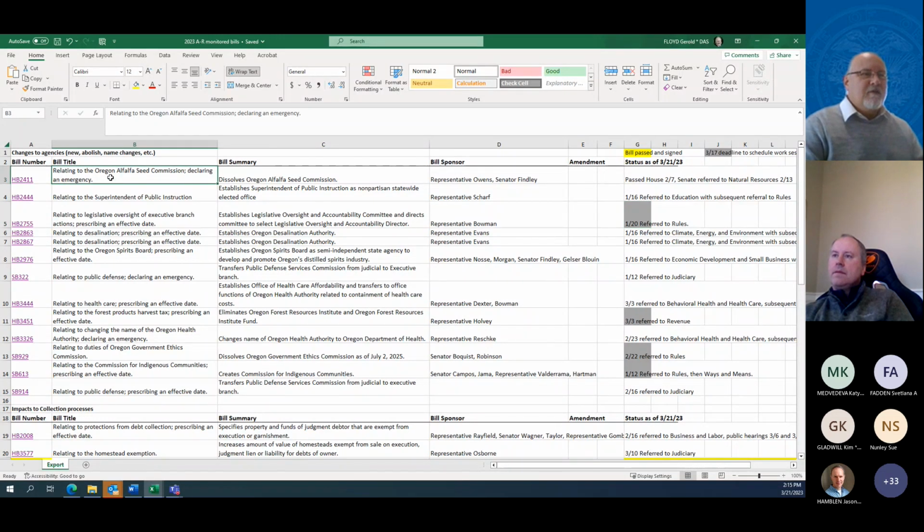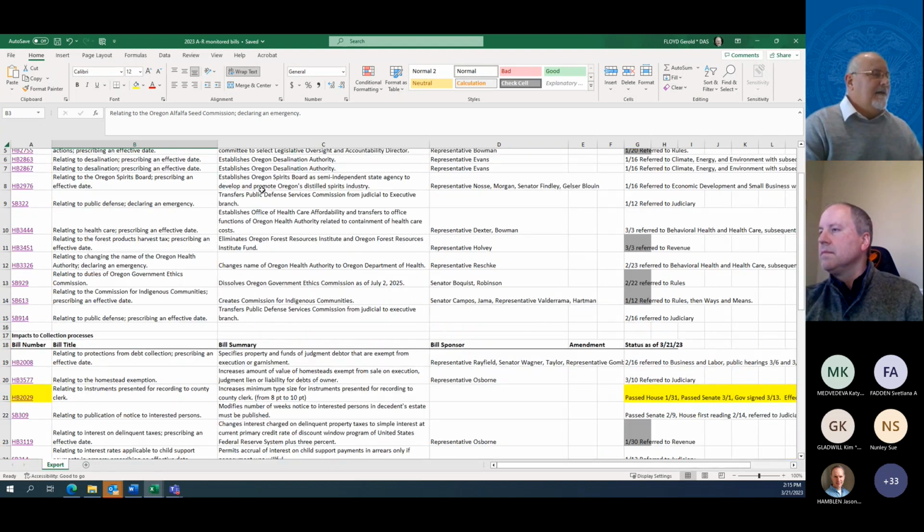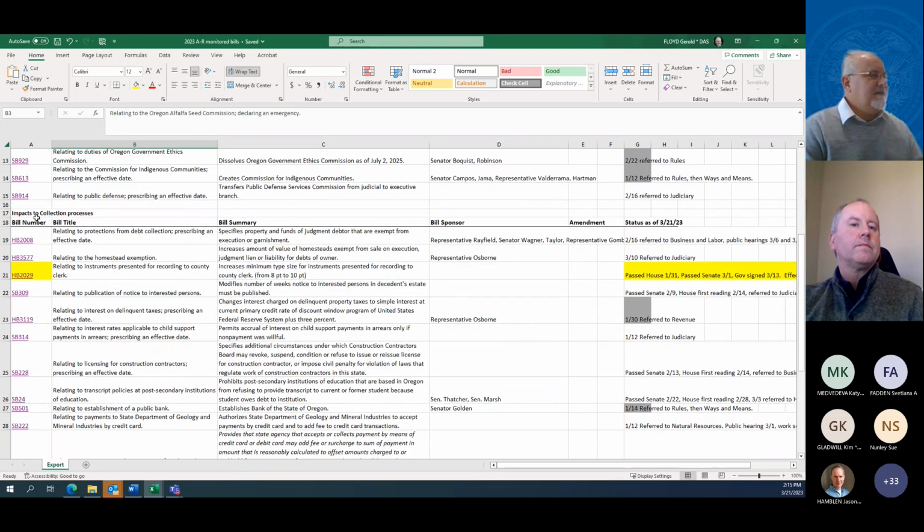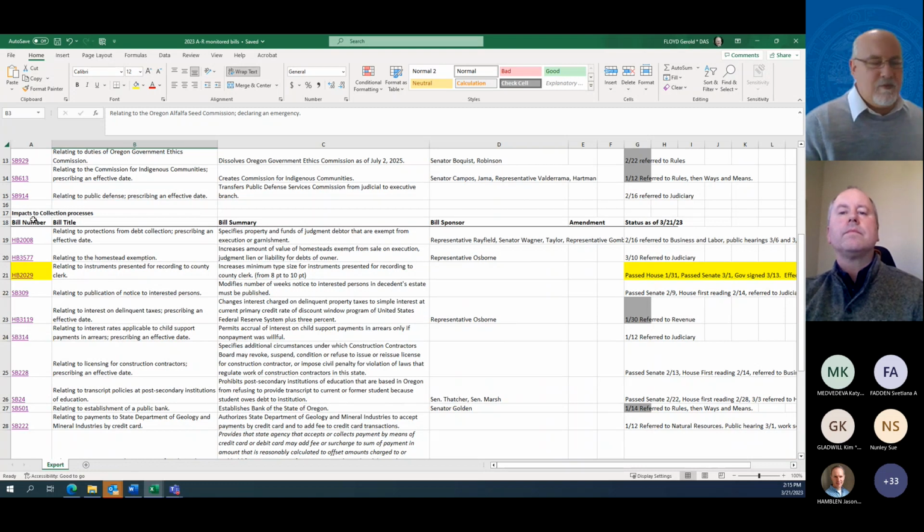So far, really the only one that has moved in this group is 2411, passed the House and is now sitting in the Senate side, dissolve the Alfalfa Seed Commission. So the next section of this is what I designated as bills that would have an impact on collection processes.